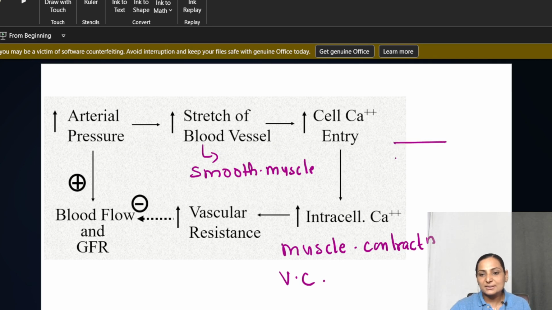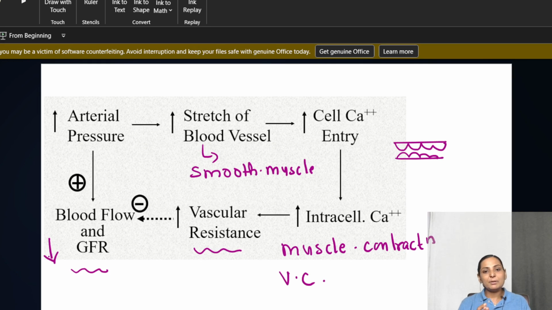So this is suppose the blood vessel, and these are the smooth muscle cells. So you're going to contract it. As you contract it, the lumen will decrease. That means vasoconstriction. Whenever there is vasoconstriction, there is an increase in the resistance, and whenever there is an increase in the resistance, the blood flow and the GFR will decrease. So this myogenic mechanism is very important, that even if the blood pressure increases, the blood flow and the GFR will never increase. They will be maintained through this myogenic mechanism.